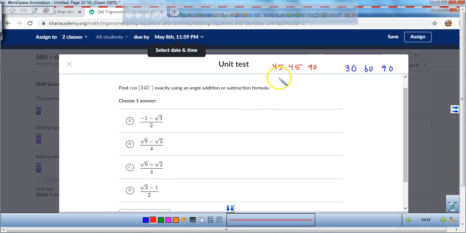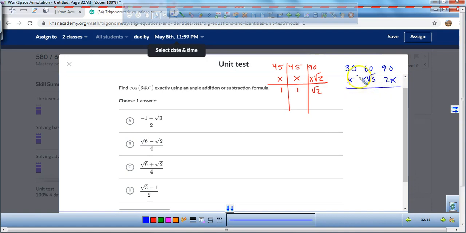45, 45, 90 deals with x, x, x radical 2. So put a 1, a 1, and a radical 2. There's your little chart. You need to have this chart. The 30, 60, 90, we're dealing with x, x radical 3, and 2x.